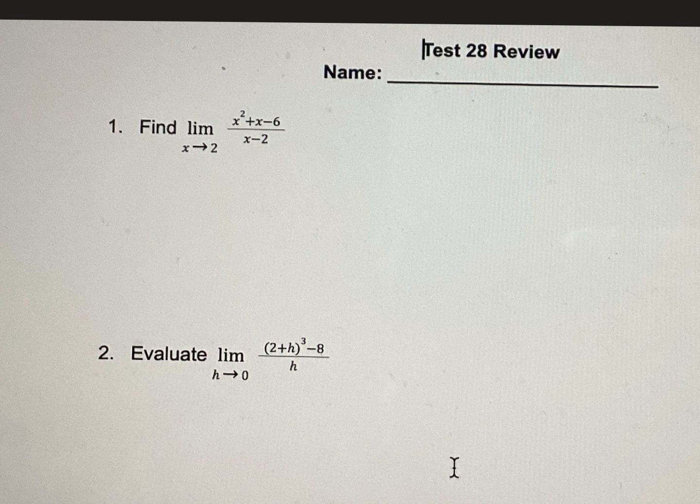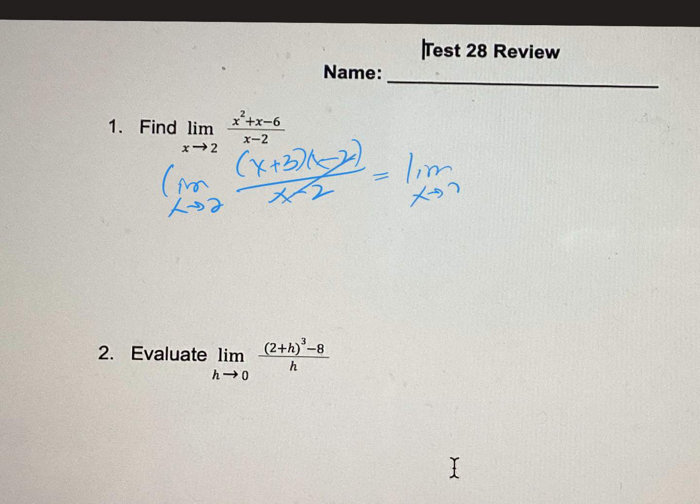All right, guys, let's knock out this review 28. I can't believe we're on 28 already, but we are. Let's go. Before we take this limit, let's see if we can simplify any of this fraction. So on the numerator, I can factor it as x plus 3 times x minus 2 over x minus 2. That's awesome. Those cancel. So I'm actually going to do the limit as x approaches 2 of x plus 3.